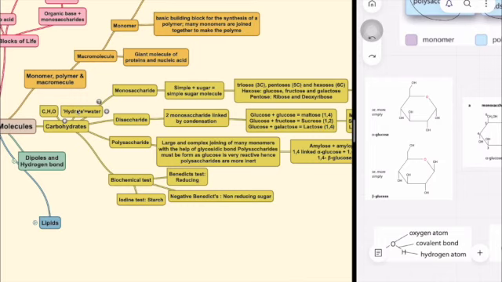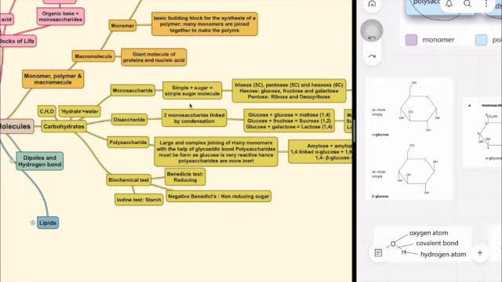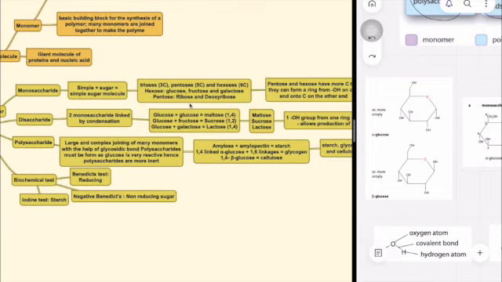This is an important thing that you need to know as well. Hydrate means water, hence why we need water to make carbohydrates. There are three types of carbohydrates: monosaccharide, disaccharide, and polysaccharide. I will go through monosaccharides first.